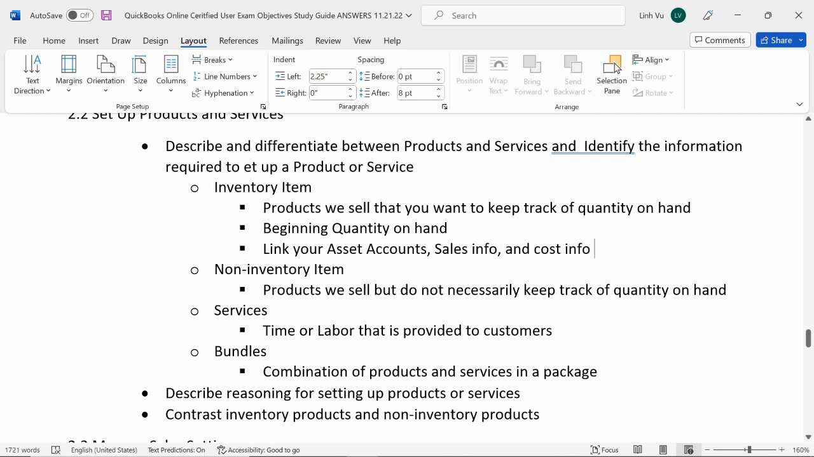Putting in your sales price, putting in where you're going to be designating the sales account to go to, right? And then for cost, you need to designate how much that item costs you and who you purchase these products from and where you're designating the cost of goods sold to. So all of those, okay? Whereas the non-inventory part, you have to associate all of these except you don't need to put your beginning balance in there. Not required.